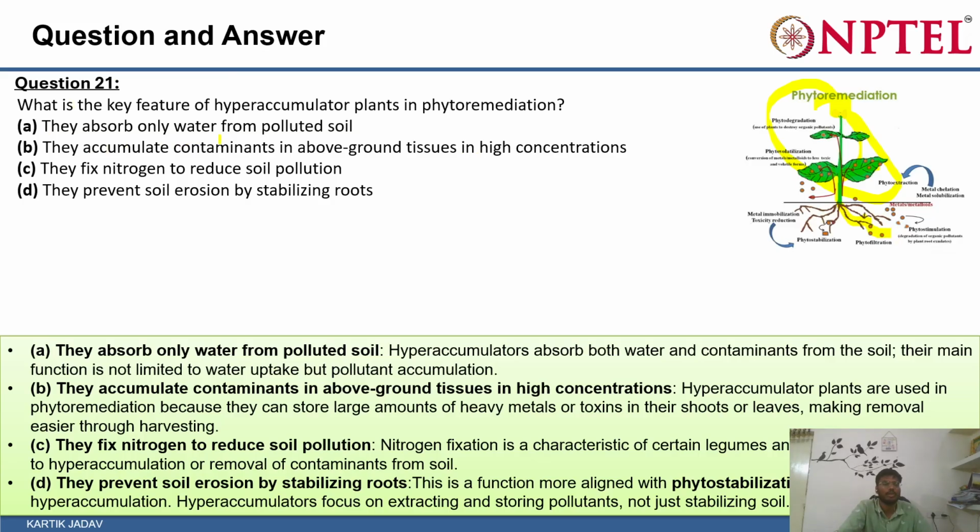They absorb only water from pollutants, so it's not correct. They accumulate contaminants in above ground tissue in high concentration. Right, this is the right one. So they accumulate the contaminants in above ground tissue. As you can see, in a hyperaccumulator plant, they take contaminants from below the soil and accumulate them on the surface. Correct answer is option.